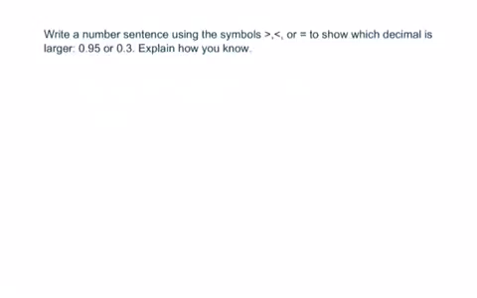Now, the first thing you want to do is write a number sentence using the symbols greater than, less than, or equal to show which decimal is larger. Is it 95 hundredths or 3/10ths? And then explain how you know. When you're done with that, come on back.